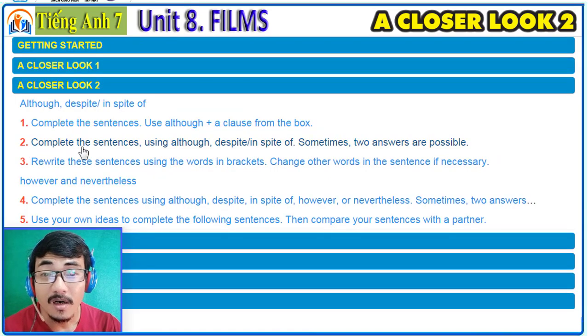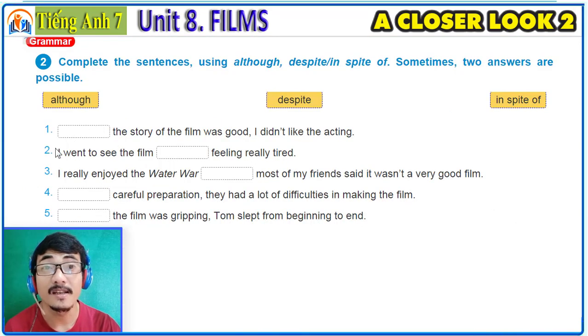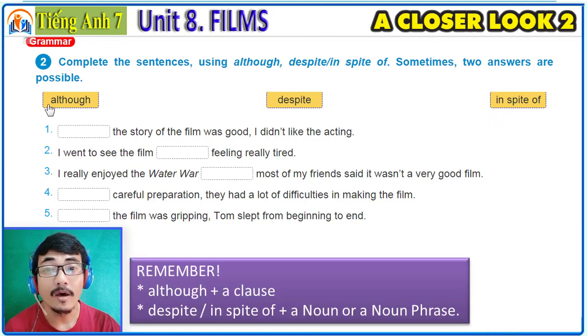Activity 2. Complete the sentences using although, despite, in spite of. Sometimes 2 answers are possible. Complete 5 sentences with although, despite, or in spite of. Can you do it? Yes, I think. Remember, although goes with a clause. Despite and in spite of go with a noun or a noun phrase. That's a big difference. Okay.